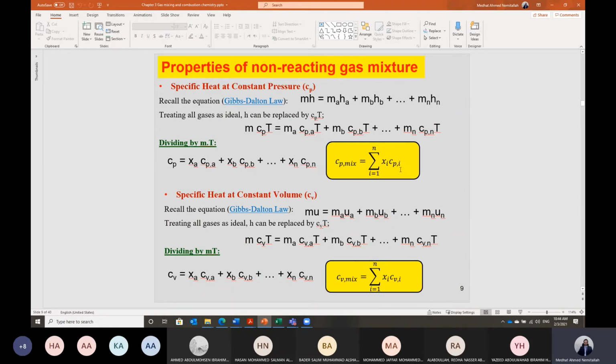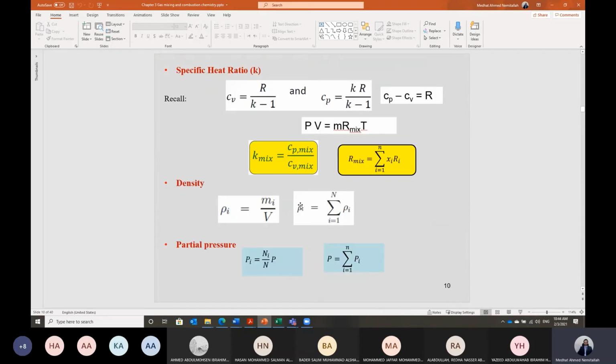This is Cp of the mixture, as we have learned, and this is Cv. To calculate the specific heat ratio, it is Cp divided by Cv. And this is the partial pressure. The total pressure is the summation of the partial pressure of all components, and the partial pressure is equal to the number of moles for this component divided by the total number of moles.